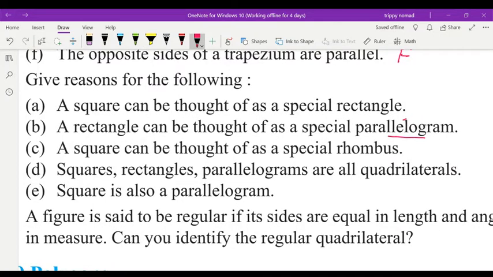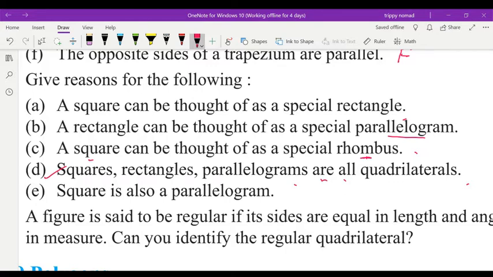So a square can be a rhombus, children, but a rhombus cannot be a square. Why? Because in a square each angle is 90 degrees, while a rhombus does not necessarily have 90 degree angles. So we can't say a rhombus is a square, but a square can be thought of as a rhombus. Now part D: square, rectangle, parallelogram, all are quadrilaterals. Why? Because all are four-sided closed figures. So all are quadrilaterals.